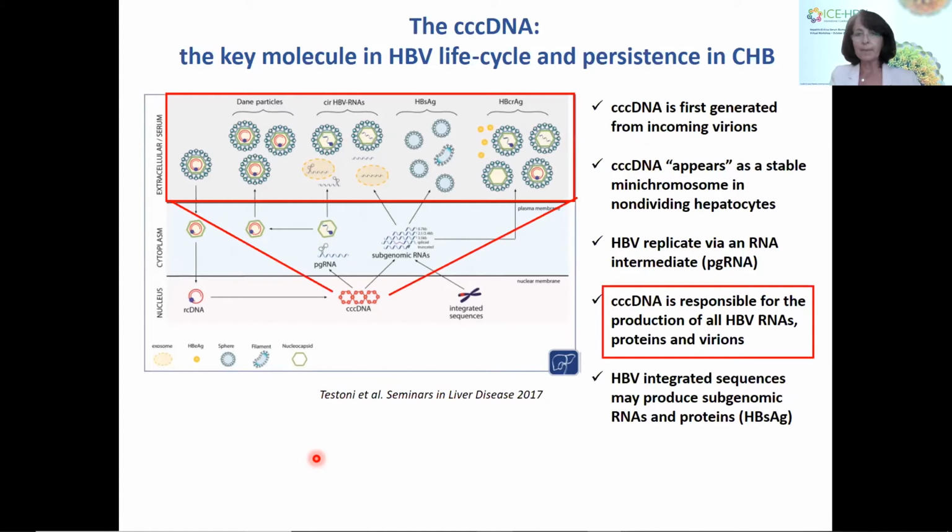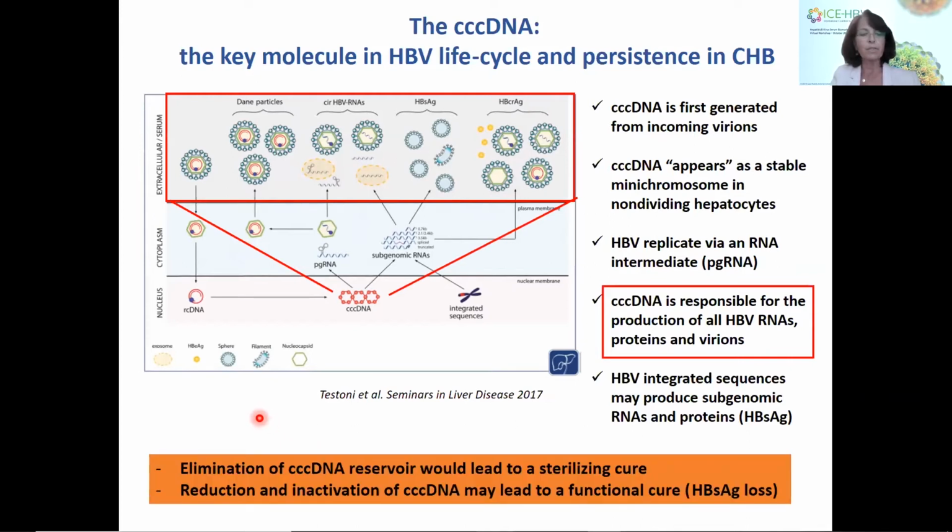Still, the cccDNA is responsible for the production of a high variety of viral components that are released in the serum: DNA-containing particles, RNA-containing particles, S antigen, E antigen and core-related antigen. So it's really the main player here. That means that if we can eliminate the cccDNA reservoir, this would lead to a sterilizing cure. But we know very well that it's a very difficult aim to achieve. So the reduction or inactivation of the cccDNA might lead to a more achievable goal, a functional cure, which is mostly defined as loss of S antigen.